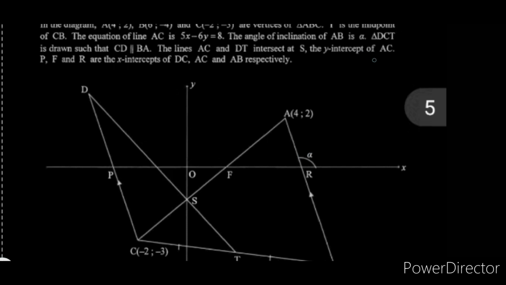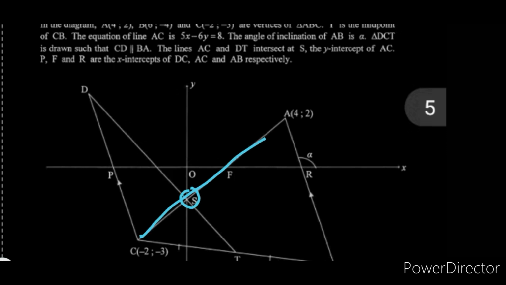Then they said triangle DCT is drawn such that CD is parallel to BA. So they're saying that this triangle is drawn such that this is parallel to this. They say that the lines AC and DC intersect at S. So they're talking about this being the point of intersection of these two lines, S, the y-intercept of AC. So that's also telling you that it's the y-intercept.